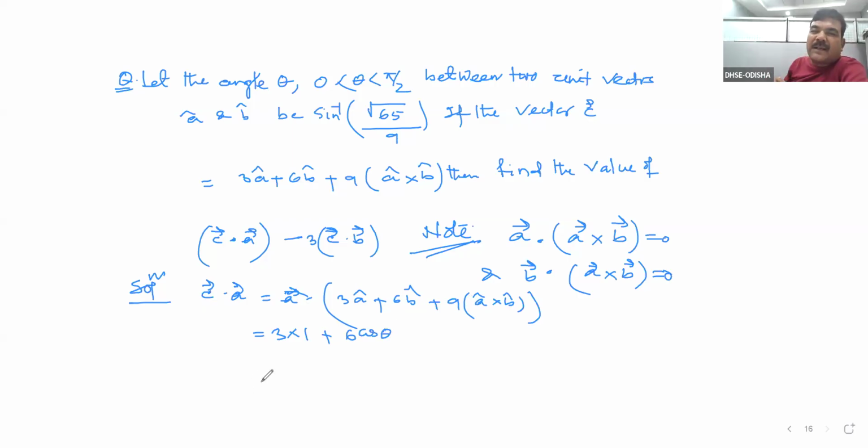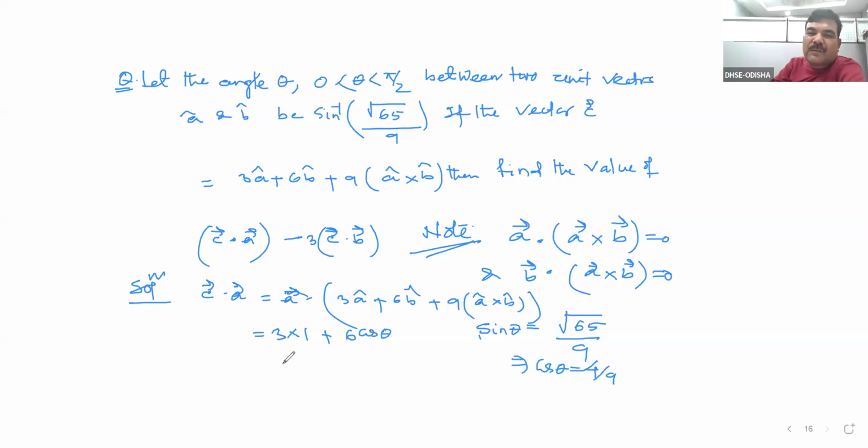Okay. If sin theta is equal to root 65 upon 9, then what will be cos theta? Sin theta is equal to root 65 upon 9. 4 by 9. 9 square is 81. 81 minus 65 is 16. Root over 16 is 4. So cos theta is equal to 4 by 9.